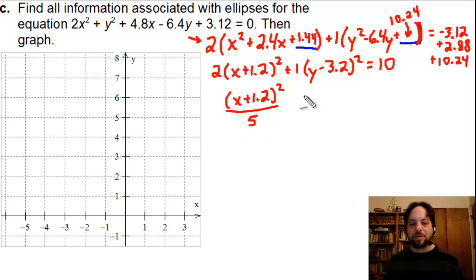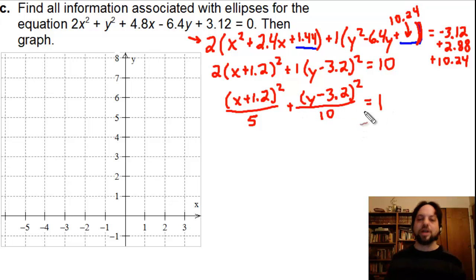I'll have a 5 on the bottom of the x term. And if I divide over here, it looks like I'm going to have a 10 on the bottom of the y term. And now it equals 1. So everything is good. All right, well, that being said, let's go ahead and see what information we can get from this. Let's start with our center.